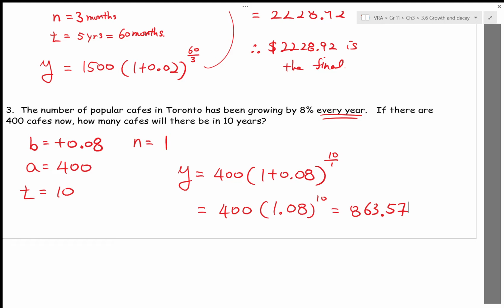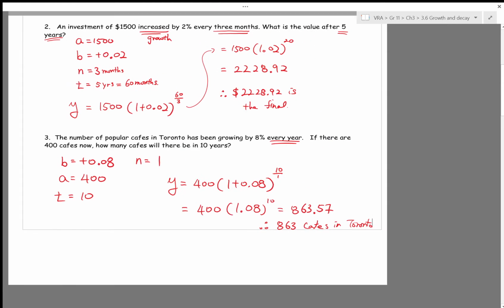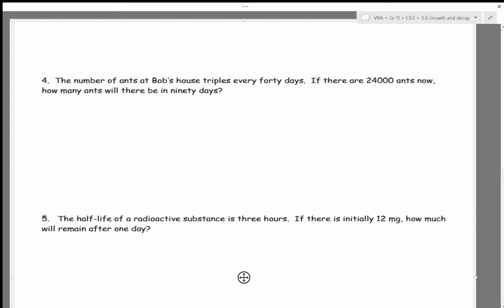One example of why we cannot round up is, for example, if I ask how many people there are, I cannot say 0.5 people. Like we can't really say, oh, there's a head. We can't call the head a 0.2 person. So always round down. Therefore, you say 863 cafes in Toronto. Obviously, you have to write a full sentence. I'm just putting a shorter one since this is an example. Okay. So then let's get to the next page.